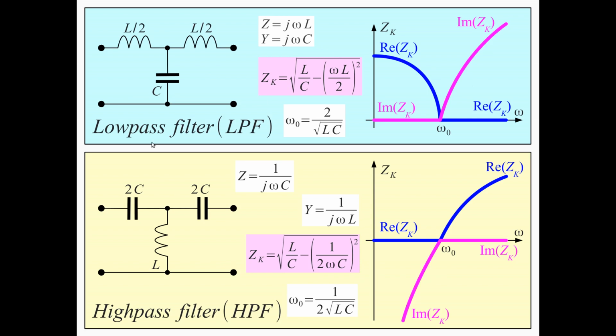Of course, the dual example of the low-pass filter is the high-pass filter. We have capacitors in the serial branches, the impedance of capacitors here, and we have inductors in the parallel branches. Zk is a quite similar expression, but now these terms become imaginary at low frequencies. At low frequencies we have an imaginary Zk. At high frequencies we have a real Zk.